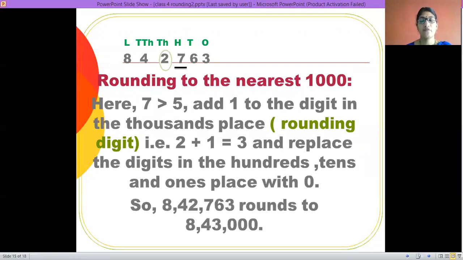So 8,42,763 rounds to 8,43,000. See, this 1000 has 4 digits in it. The last 4 digits of this number are being changed. As the right side digit of this rounding digit is greater than 5, we are adding 1 to our rounding digit, and the remaining digits to the right hand side are replaced by zeros. Left hand side digits of this rounding digit are written the same.